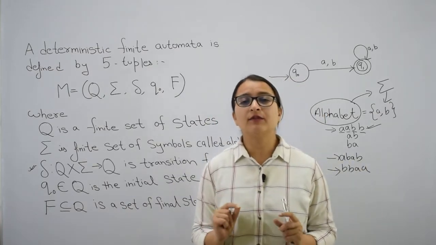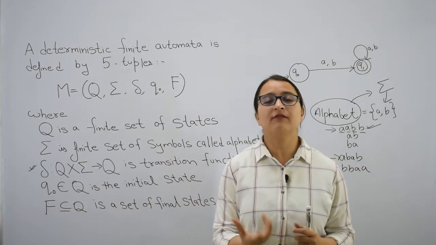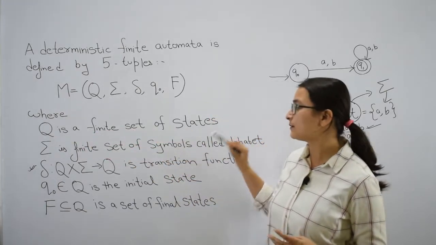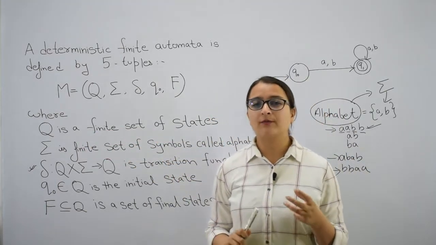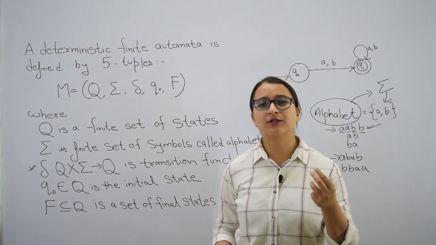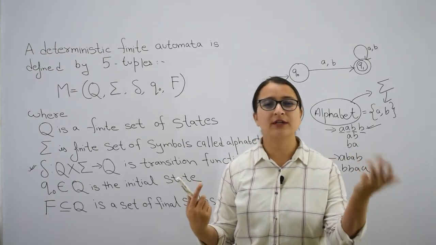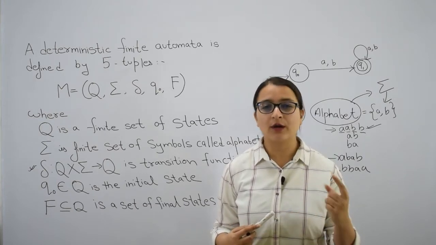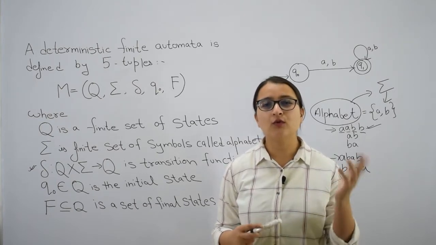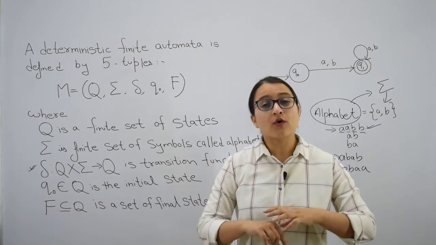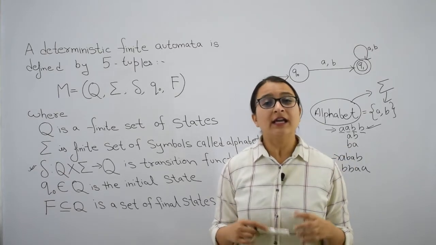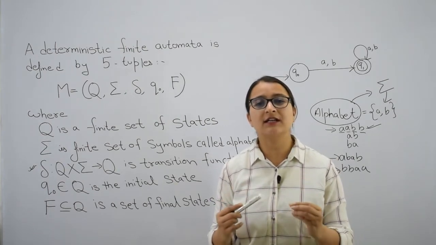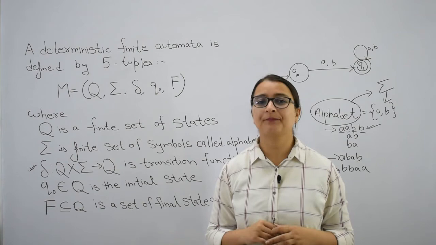Now, any number of states of Q could be final states. If there are 3 states in Q, like this is a finite set of states, suppose there are 3 states in Q, one we will call Q1, another we may call Q2, and the third one let's call Q3. Now, any subset of this could be final states. One of them could be final, 2 of them could be final, or all 3 could be final. Even if none of them is a final state, it is still correct as per the definition of a DFA.